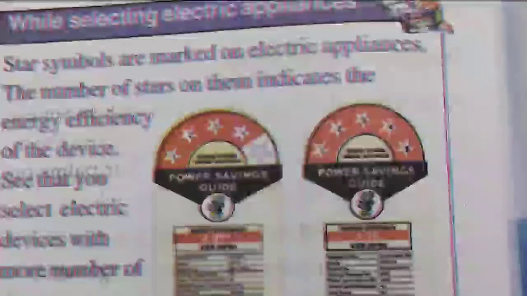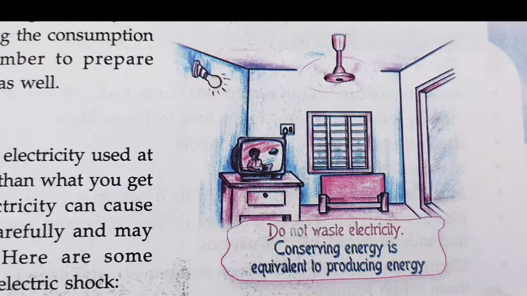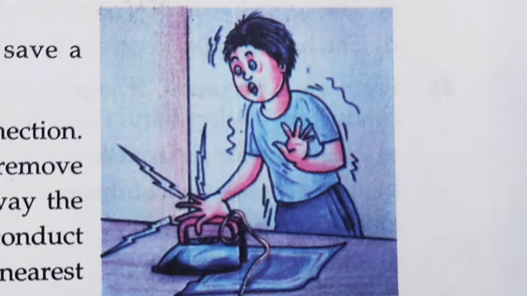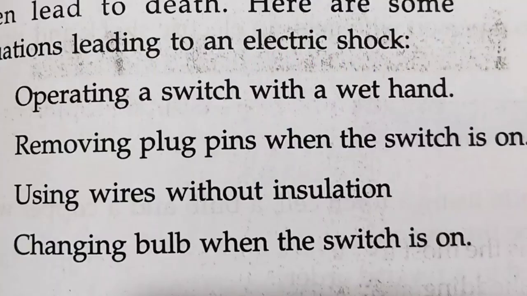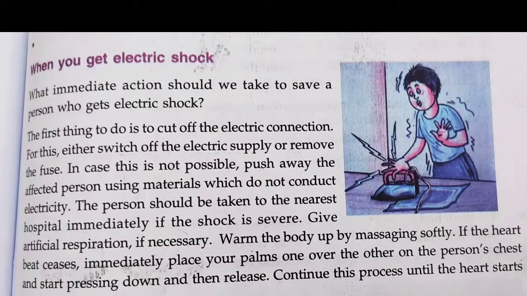You may know that the electricity used at home is more powerful than what you get from a torch cell. Electricity can cause accidents if not used carefully and may even lead to death. Here are some situations leading to an electric shock. Operating a switch with a wet hand, removing plug pins when the switch is on, using wires without insulation, changing bulb when the switch is on. All these are situations leading to an electric shock.